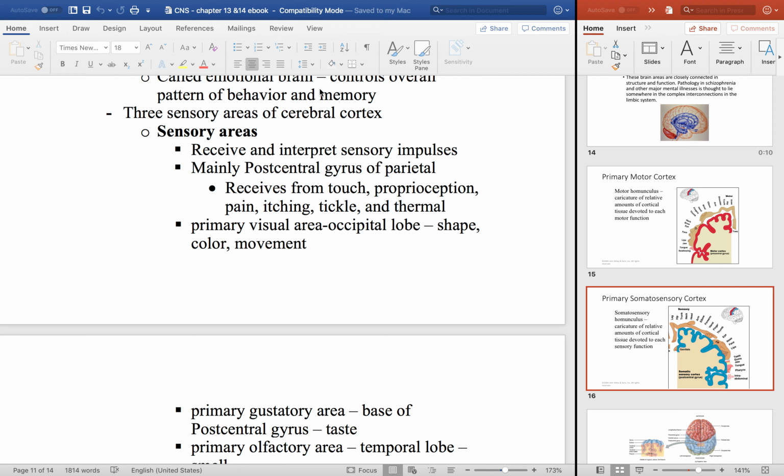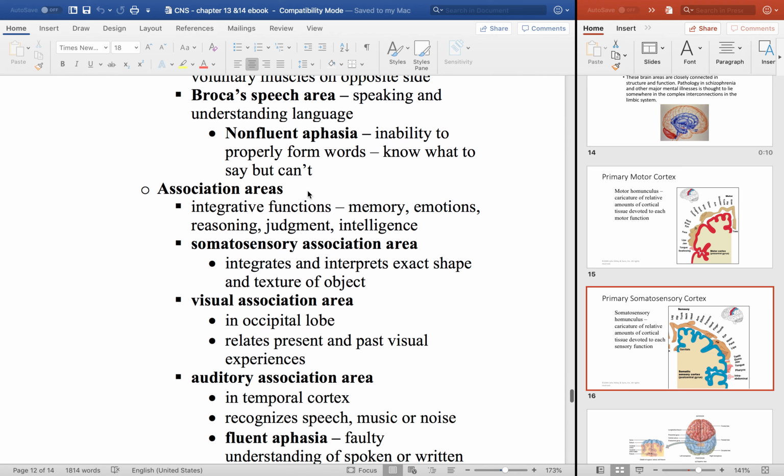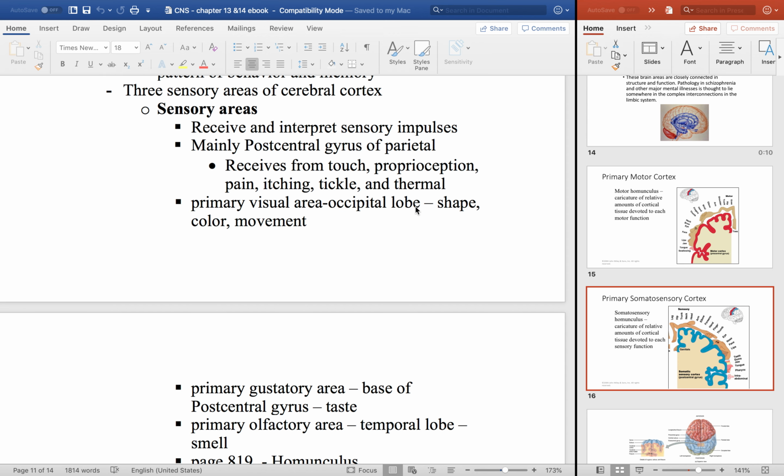Okay, so we're going to continue talking about the cerebrum and the sensory areas. There are actually three areas of the cerebral cortex. We have sensory, we have motor, and then association areas. Okay, so let's start with the sensory areas. The sensory areas receive sensory impulses from the somatic system. They're mainly received by the post-central gyrus in the parietal lobe that we've talked about before.